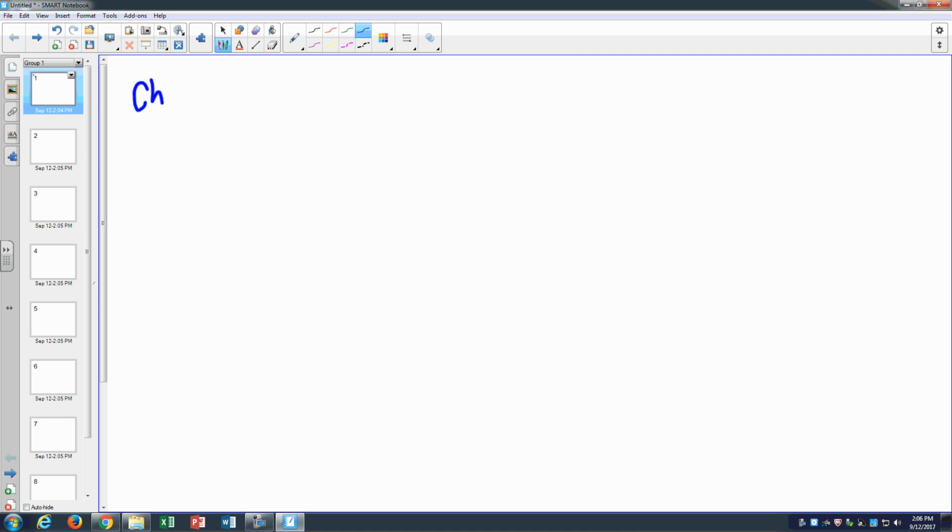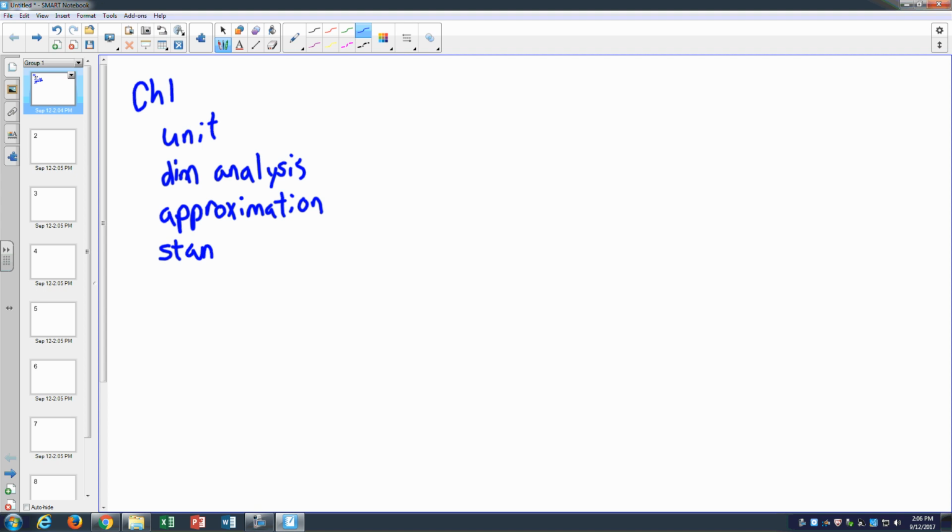In chapter 1, we had several topics. We had units and unit conversions. I think you had 1 or 2 questions like that. We had dimensional analysis. You have a couple of questions on that. You have approximations. I think you just have 1 question, maybe 2 on approximations. We had standards. What are the standards of measurement and what makes a good standard?